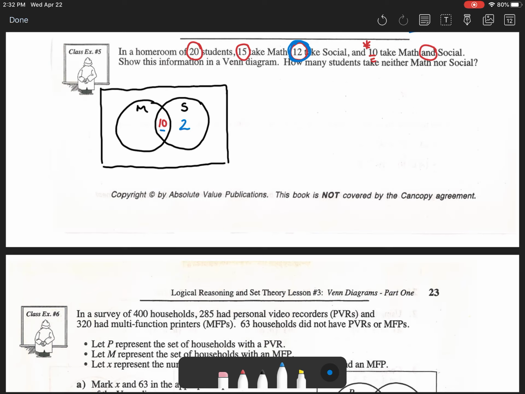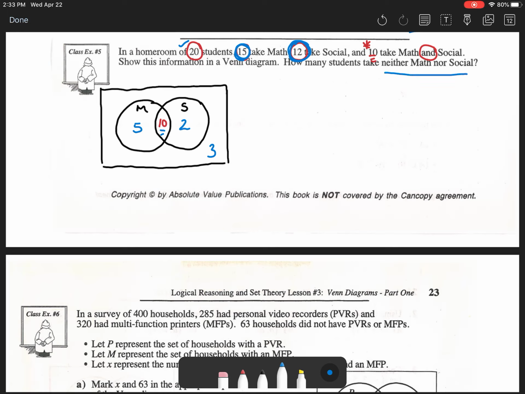If I work my way backwards, they're now telling me 12 take social. So there should be 12 students in the social circle. But there's 10 right here, so I can only have 2 that take just social studies. For mathematics, there's 15 students that take math, but 10 of those take both, so only 5 students take only mathematics. Now, when I add 5, 10, and 2, I get 17, but there were 20 students in total, so that means there are 3 students on the outside of those two circles, but still in the universal set of the homeroom.